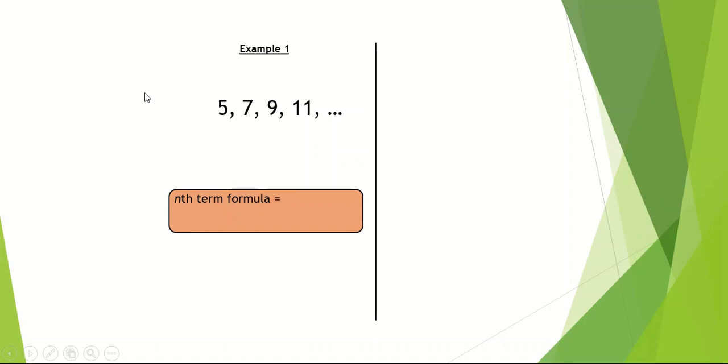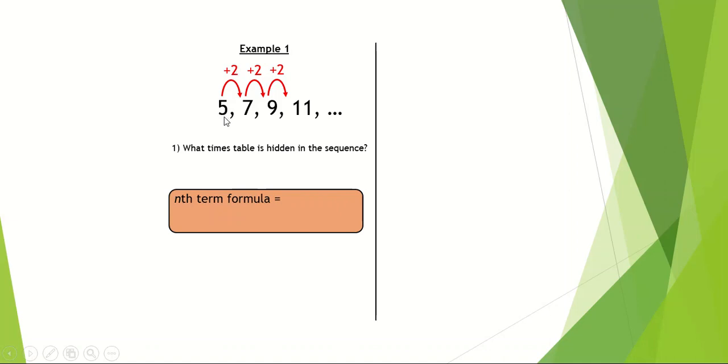Example, 5, 7, 9, 11, and so on. To get the nth term formula or the explicit formula for the sequence, what times table is hidden in the sequence? When we say times table, it is a number that we can multiply to the position of the term. Observe that the common difference can be used as our times table. So therefore, we will multiply 2 to the position.